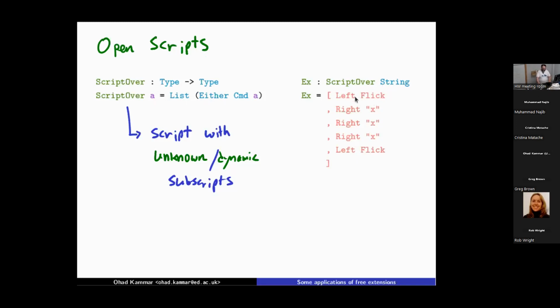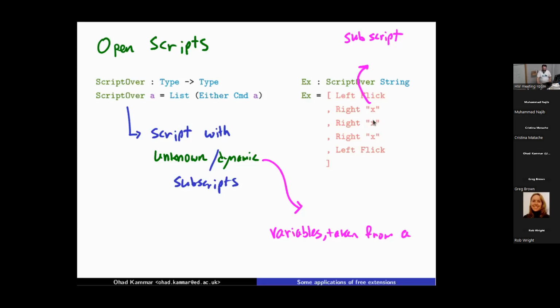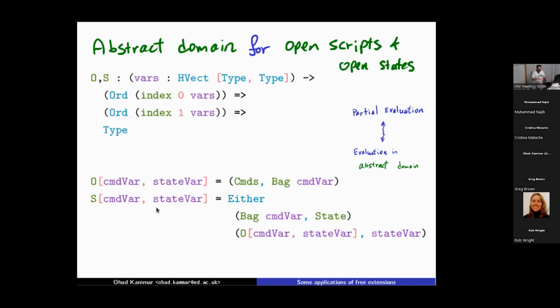Okay, and here's an example. It's either split to x 3 times and then split it in. Okay, so these are not just single commands, the subscripts. There's abstraction here, and these are variables taken from this set or type A. Okay, and like we did before, once you construct the abstract domain for open scripts and open states, things will write themselves. So I'm going to be writing two kinds of abstract domains, O and S, and they're both parameterized by the type of variables for scripts and the type of variables for states.